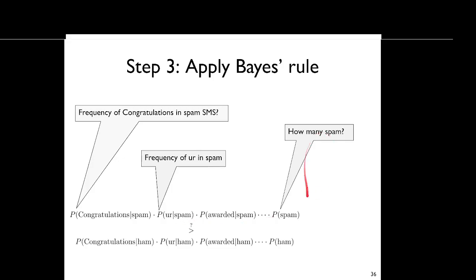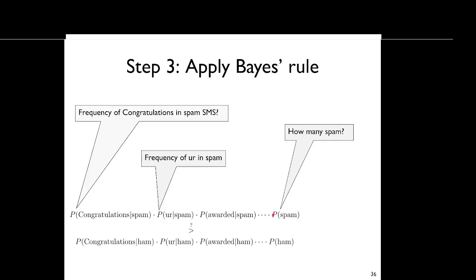Probability of spam, well, that was also easy. We just count, I think 13% was spam and the rest was ham. So those probabilities are also easy. So that means all of these numbers we have, job done. We can simply apply the Bayes rule and that way draw our conclusions.